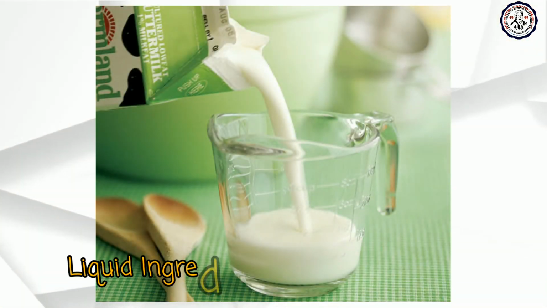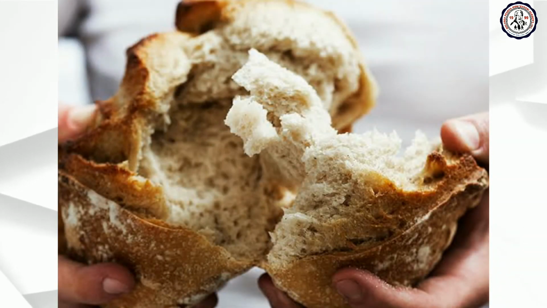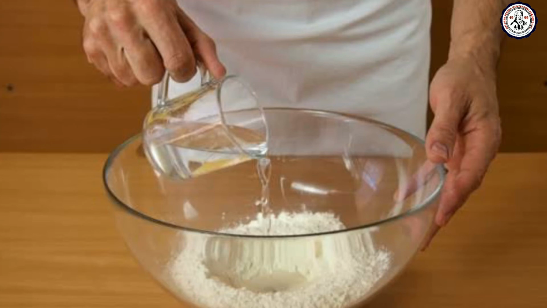Liquid ingredients. Liquid ingredients are added to the flour to develop gluten. Gluten is a kind of elastic substance in flour. Water helps with the consistency of the flour. When you add too much water, the gluten will weaken and spread, and adding too little will make the dough stiff and difficult to handle.